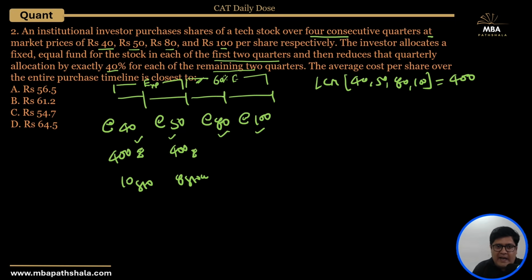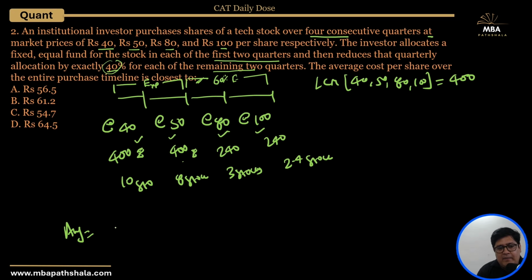Now listen to this. I need to decrease by 40%. That means I need to make it 60%. That means 240 rupees. What is 60% of this? 240 rupees, at 80 rupees per stock, I can buy 3 stocks. 240 rupees, at 100 rupees per stock, I can buy 2.4 stocks. Don't worry, it's perfectly fine. We have assumed 400, we could have assumed 4000. Don't worry about decimals.